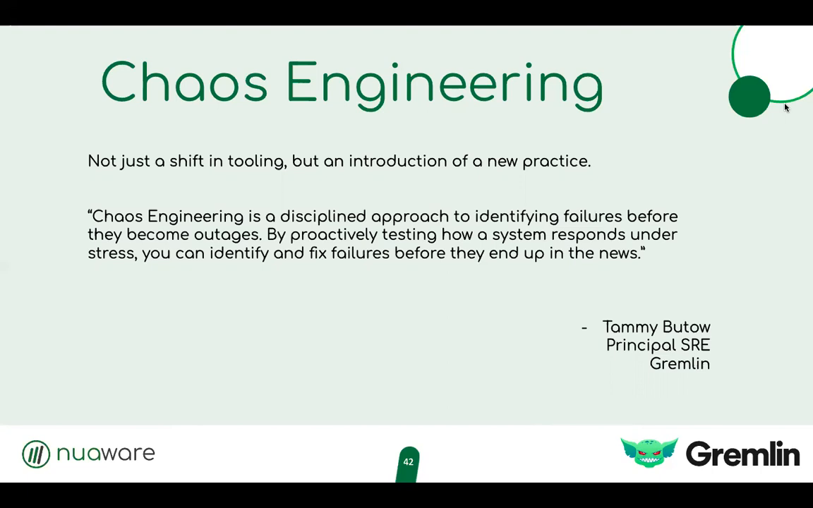Chaos engineering is characterized by running controlled experiments on your systems in order to prepare for future failures. Looking back at how much more complex, automated, and complicated our computers are becoming, the question isn't, is it going to break anymore, but rather how hard. Tammy from Gremlin, an end-to-end chaos engineering platform, describes the practice as a disciplined approach to identifying failures before they become outages. By proactively testing how a system responds under stress, you can identify and fix failures before they end up in the news.